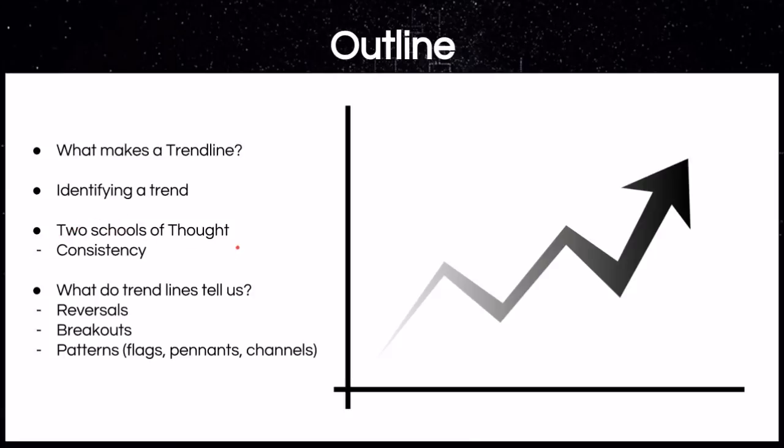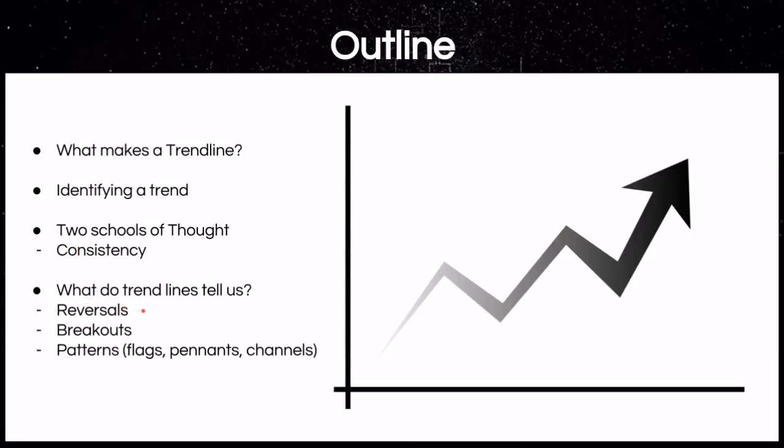There's two schools of thought. Some people use the upper wicks of the candlesticks or the lower wicks, and some people use the real bodies. Personally, I use the real bodies, and neither is right or wrong. It's important that you remain consistent, and inconsistency obviously will give you some wrong signals. So we'll look at some examples of the two schools of thought as well as inconsistent trend lines.